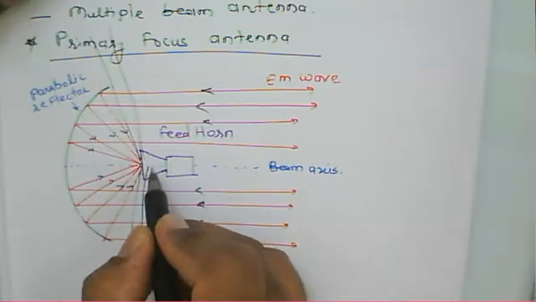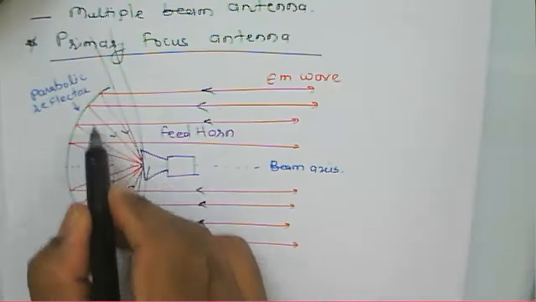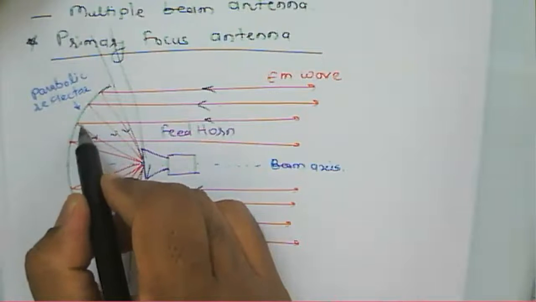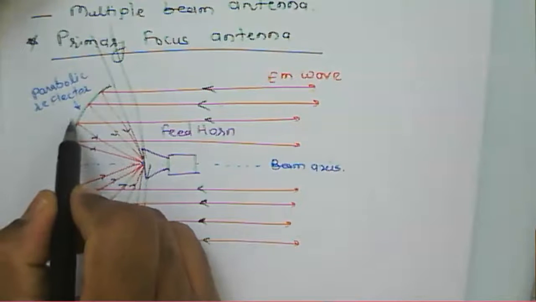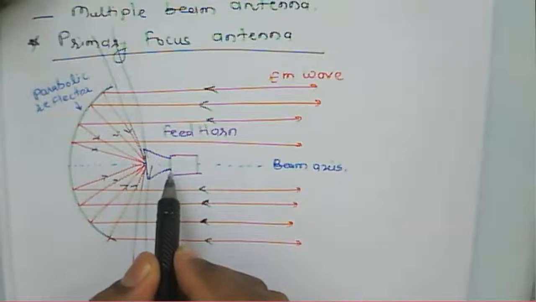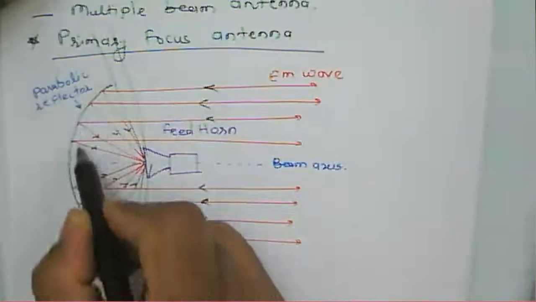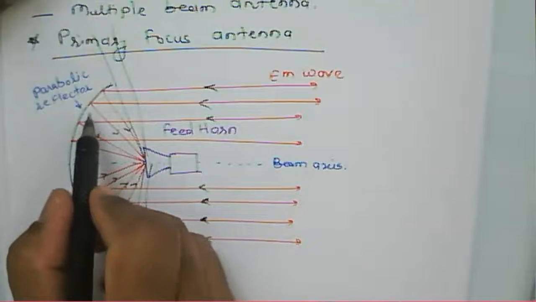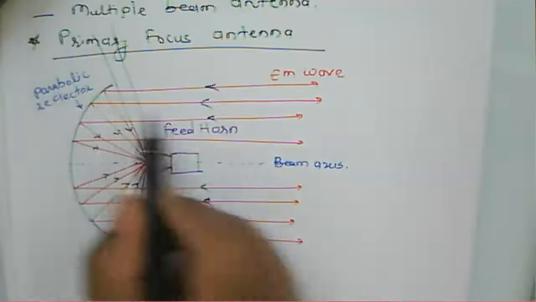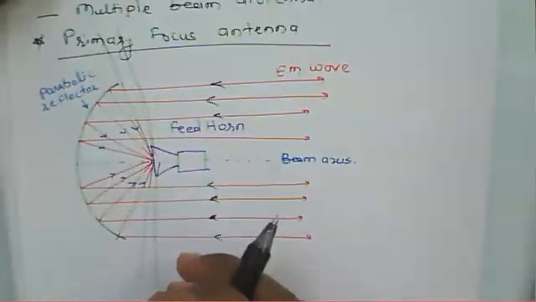At the focal point, a horn antenna is placed, and this one is the reflector. We can say this is the primary antenna and this one is the secondary antenna. When we use it as a transmitter, the signal coming out from this horn will reach this reflector. The reflector is a metallic object, so by the property of a microwave signal, it will reflect the microwave signal. That's why the signal gets reflected and propagates in space.